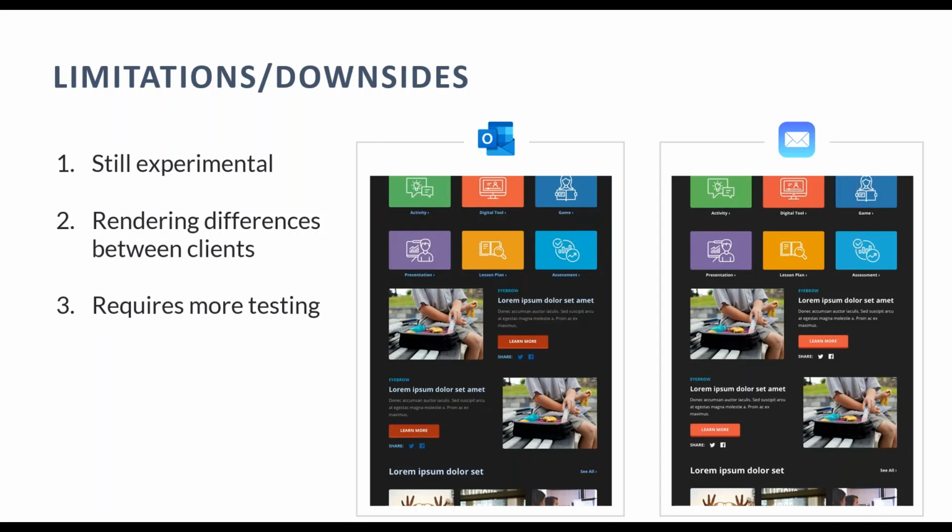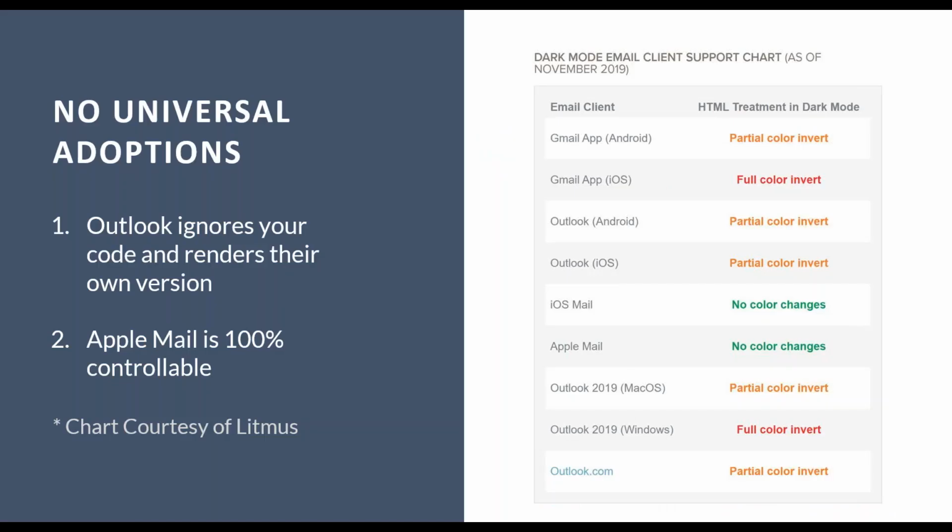And as more clients adopt it, it's going to require a little bit more testing because of these rendering differences. So we want to make sure that we're staying on top of it. As we saw between Outlook and Apple Mail, there's certainly no universal adoption at this time. Some fully support it, some support a partial version of it, and others flat out don't support it. I hope in the future we see more email clients adopting it, and that they begin to adopt it all in the same way to give us marketers that full control that we need. But unfortunately, that may not happen for some time.